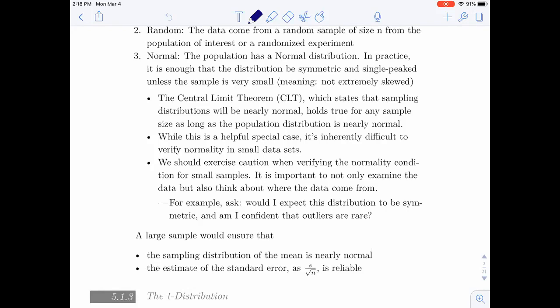If you have a smaller sample size, what you should do is make sure that your sample looks approximately normal, or at least single mode, right? So just one peak and roughly symmetric is good enough. Okay?